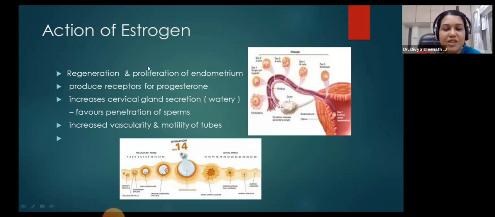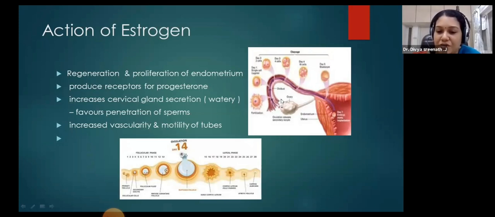Also, the function of estrogen is to increase cervical gland secretion. Cervix means the lower portion of the uterus. It increases the cervical gland secretion, so that it also favors an atmosphere for the passage or penetration of sperms. It also increases the motility of the tube. This is the fallopian tube, which contains many cilia.